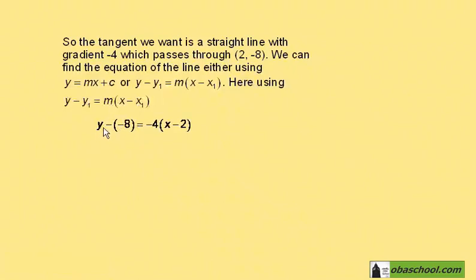So we get y take away minus 8 is equal to minus 4 times (x take away 2). This gives us y plus 8 is minus 4x plus 8, which simplifies to y equals minus 4x. So this is the equation of our tangent.